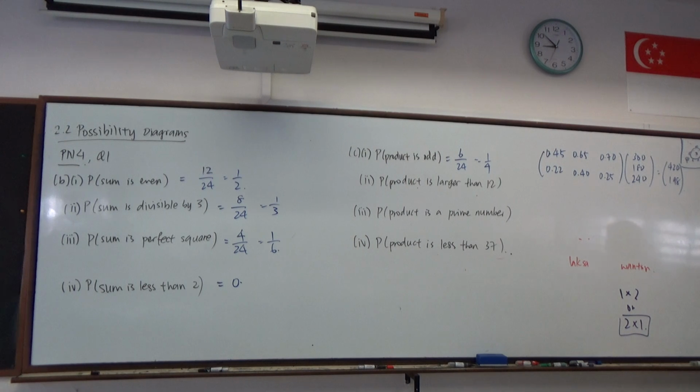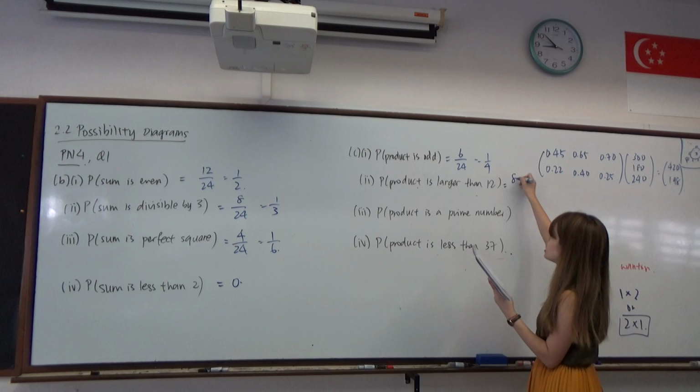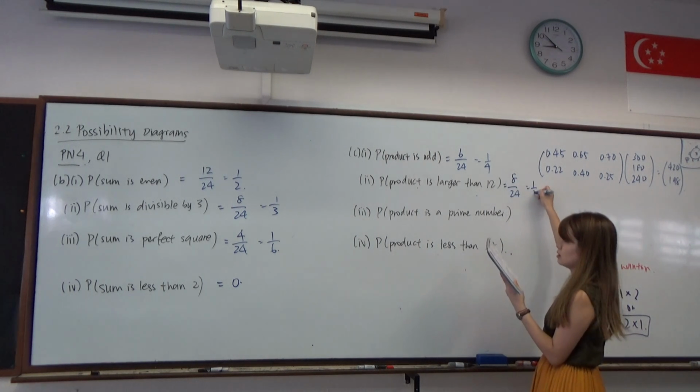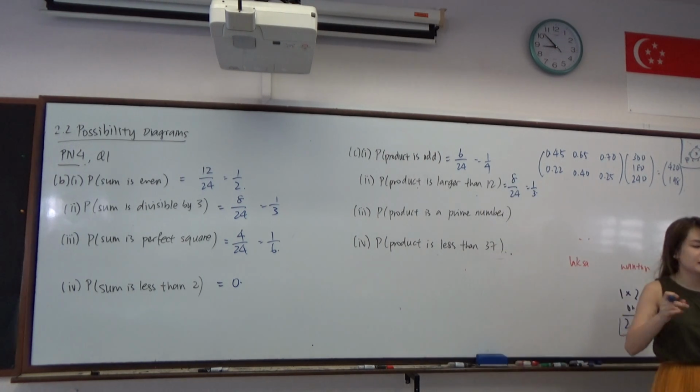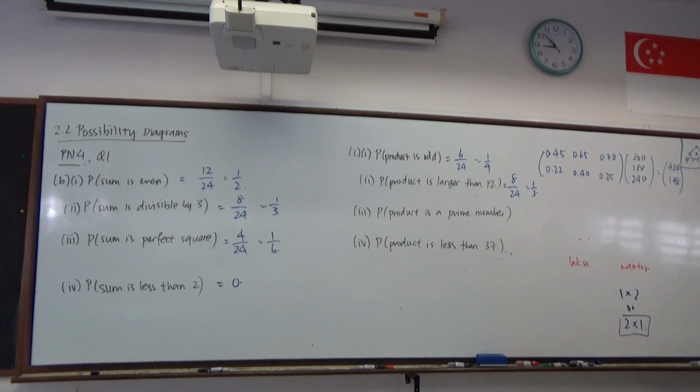Sorry? 5/12. Product is larger than 12. Is it 5/12, you sure? 8/24, right? Will you do a check? Product is larger than 12. So it should be the numbers 15, 18, 20, 24, 25, 30, and 30, 36.